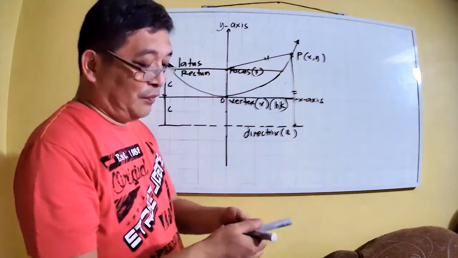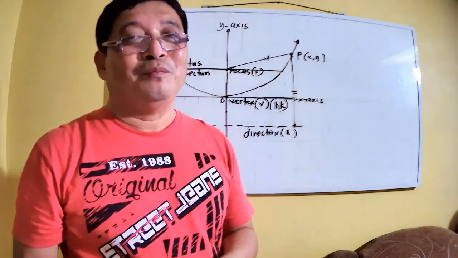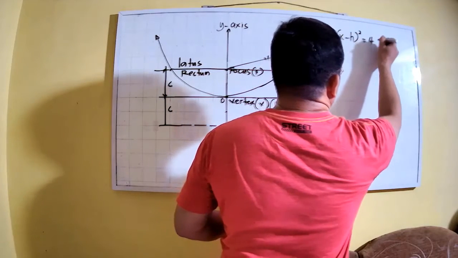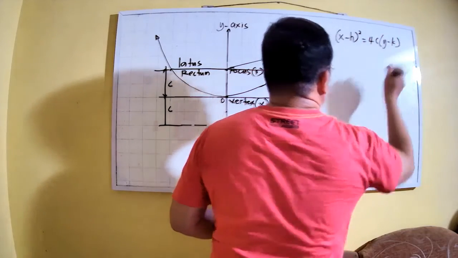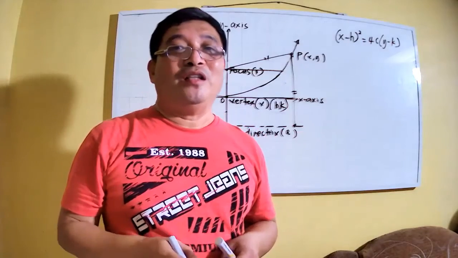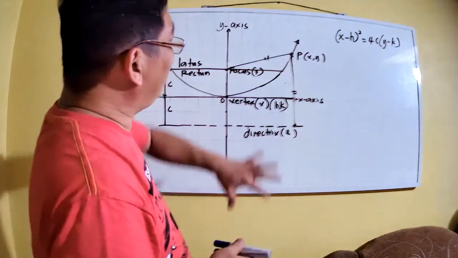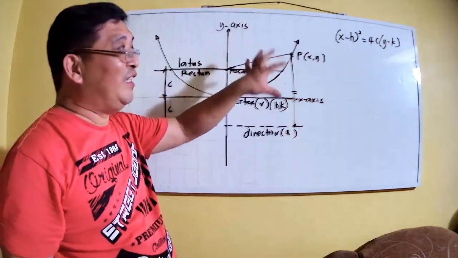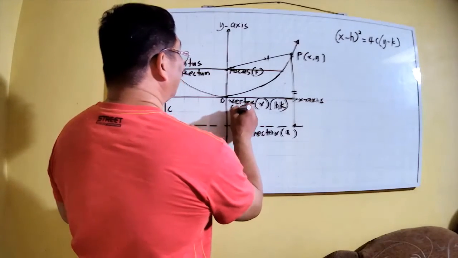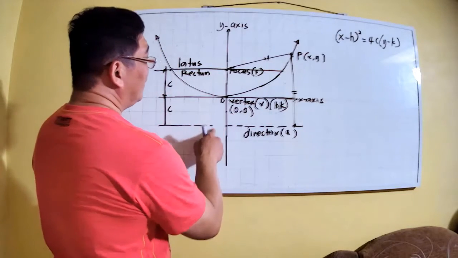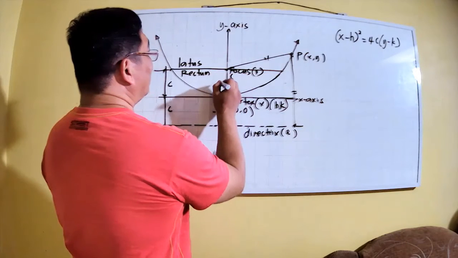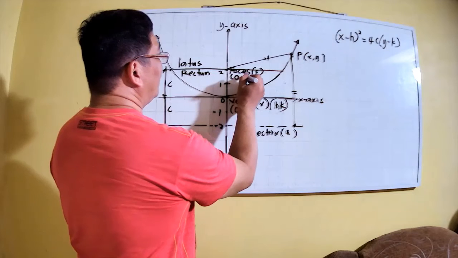Now, meron tayong equation of a parabola in standard form. The quantity of x minus h squared is equal to 4c times the quantity of y minus k. So, in this given figure, let's identify some of the points needed in order to find the equation of a parabola. Let's say this vertex is at 0, 0. We have the directrix at, this is -1, this is -2. And our focus is at, this is 1 and this is 2. So we have here 0 and 2.